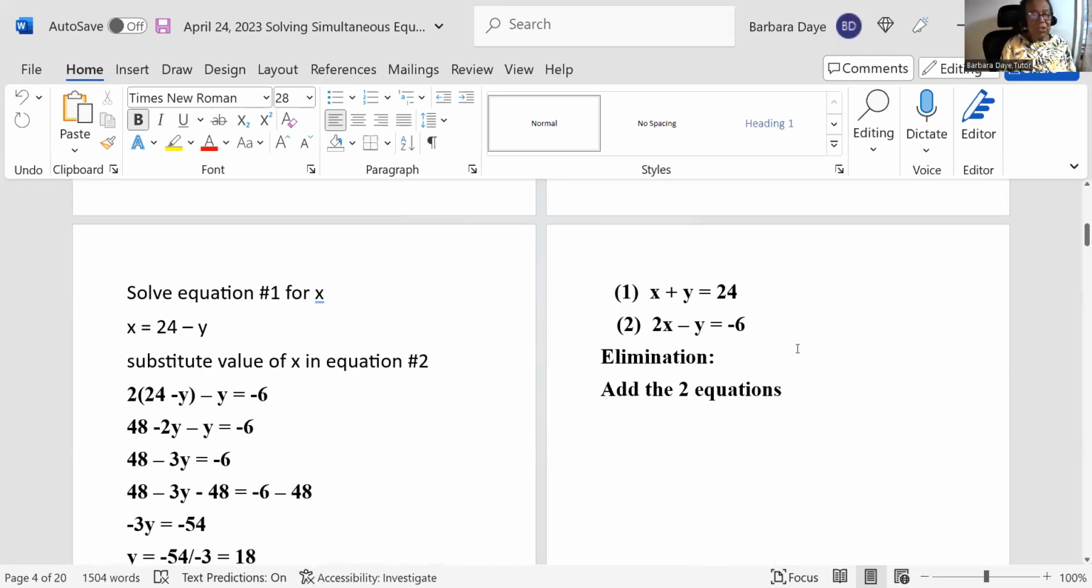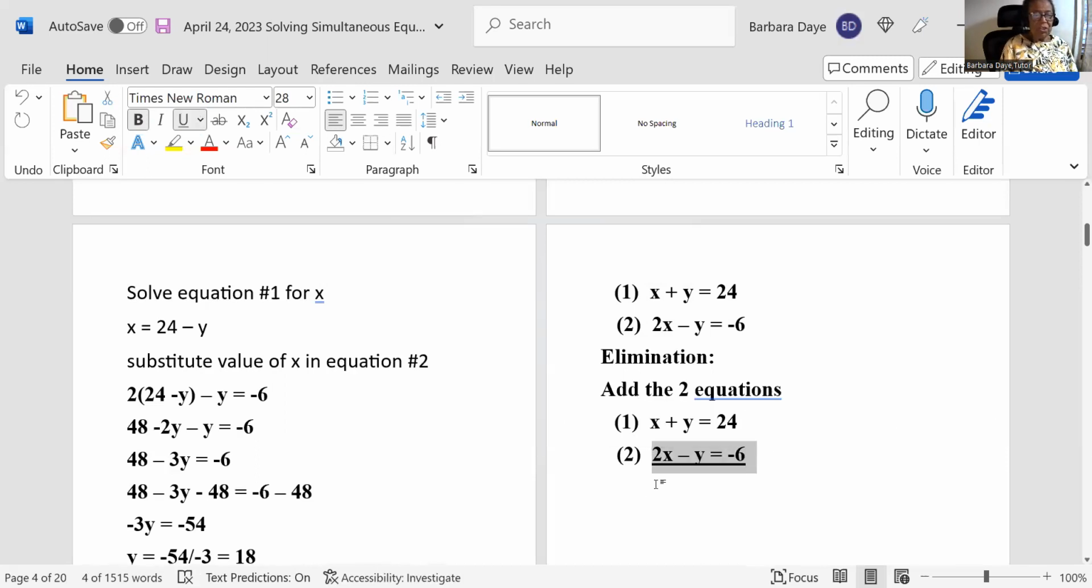Add the two equations. So let's just take the two equations and add them. Most students like the elimination, but it's your preference as to which one you want to do. So if I add these two, let me just draw a line here and add them.